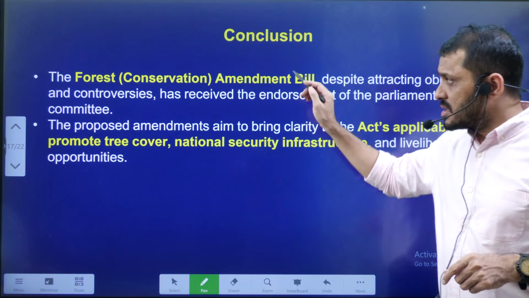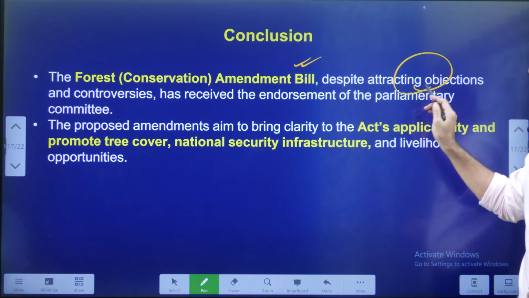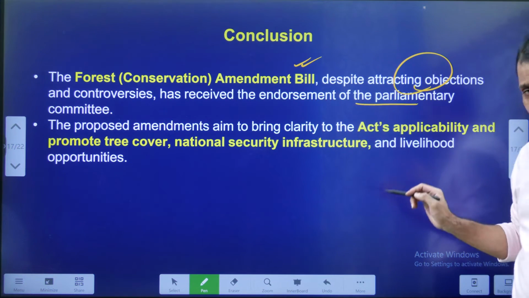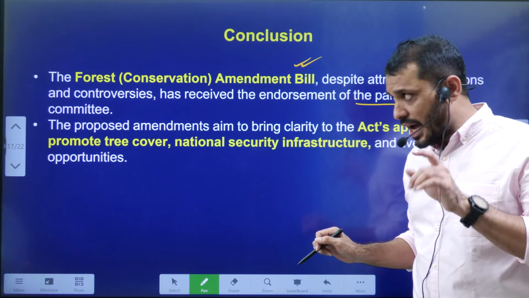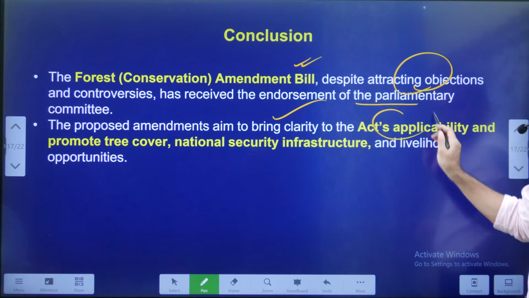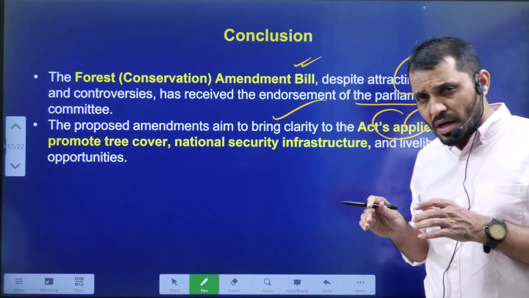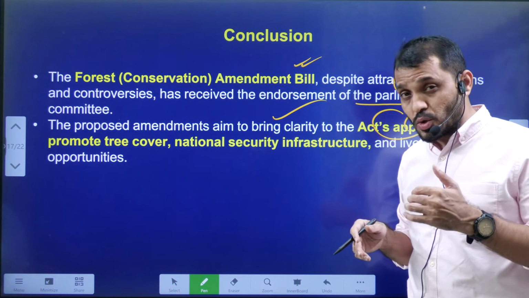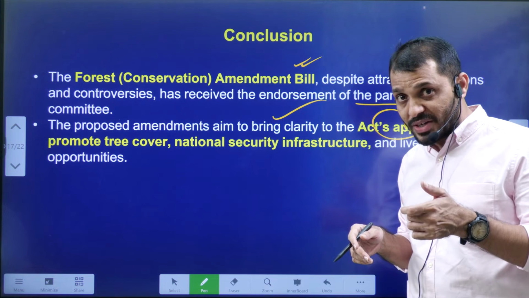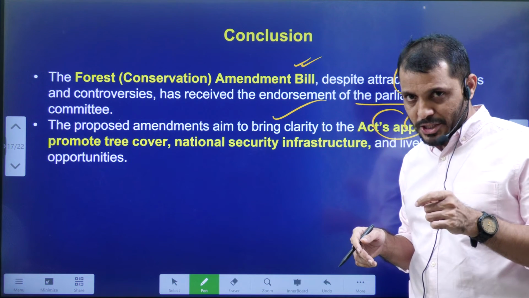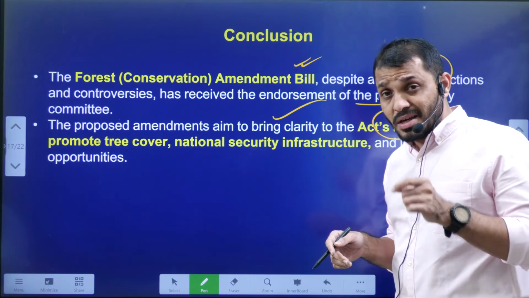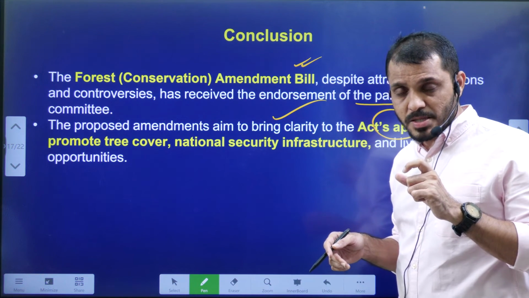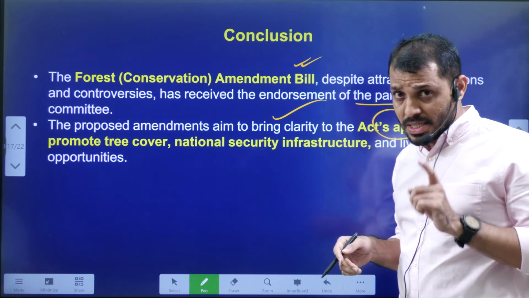What is the conclusion? The conclusion is that the Forest Conservation Amendment Bill, despite facing a lot of controversies, has still received the endorsement of the parliamentary committee, and the proposed amendments, according to the government's point of view, are going to bring more clarity, clear out any ambiguities, and increase the plantation. So we wish these objectives are fulfilled by these particular amendments without disturbing our ecosystem.